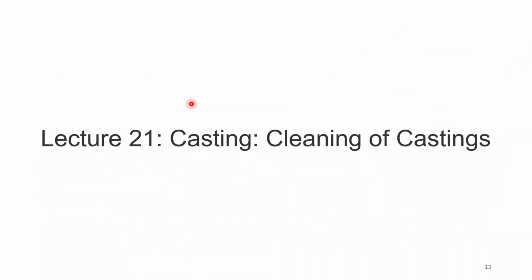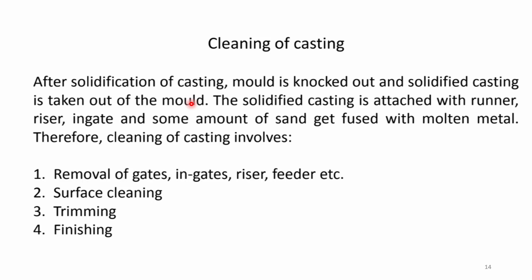Okay, so now we'll go through the lecture notes. The first lecture is cleaning of casting. After solidification of the casting, the mold is knocked out and the solidified casting is taken out of the mold. The solidified casting is attached with runner, riser, ingate, and some amount of sand which gets fused with the molten metal. Therefore cleaning of casting involves removal of gates, ingates, risers, feeders, etc., and surface cleaning, trimming, and finishing. These are the various steps.